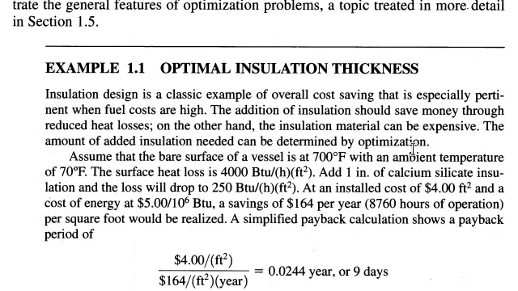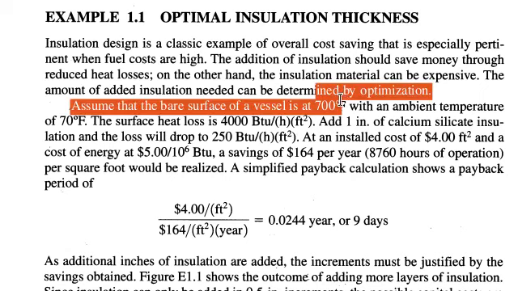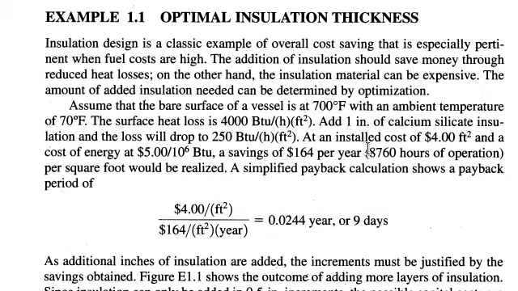In this section we provide 4 illustrations. Example number 1 is important, you should read this, and it is about optimal insulation thickness. It gives you a very good description. You are insulating a vessel. When it is not insulated, during operation its bare surface has a temperature of 700 degrees Fahrenheit, and the room temperature is 70 Fahrenheit. At this time, when you have not provided any insulation, the heat loss from the surface is 4000 BTU per hour per square foot.